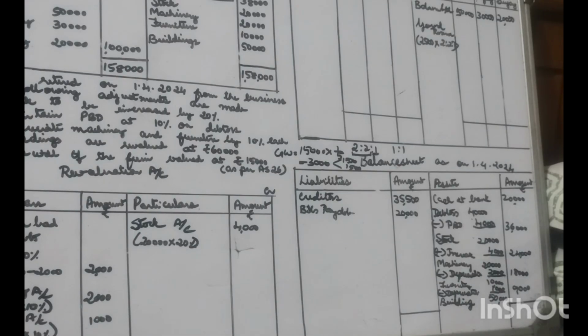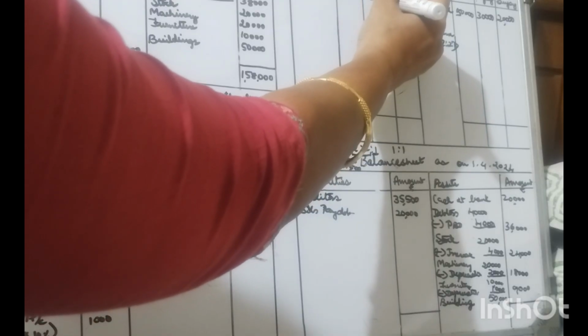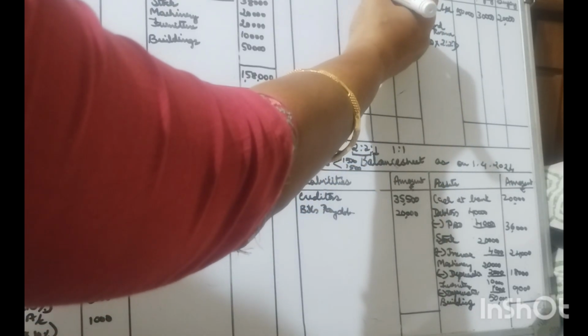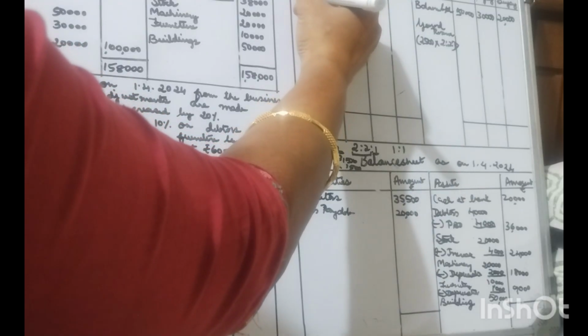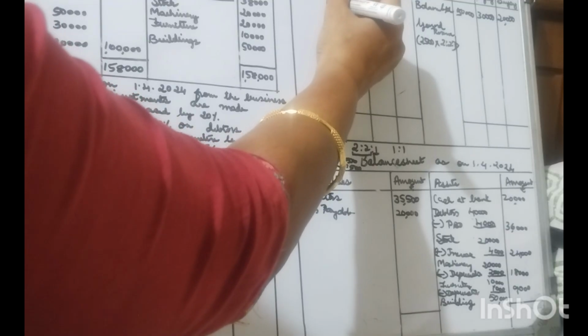So for the treatment of goodwill, the journal entry will be: remaining partners' capital accounts debit, to retiring partner's capital account. This is the journal entry that has to be passed. Remaining partners' capital accounts 1,500, 1,500. So they are the remaining partners. Remaining partners' capital accounts debit, to the retiring partner's capital account, Sujay's capital account. So this is the entry.